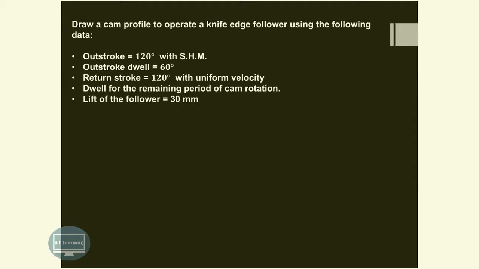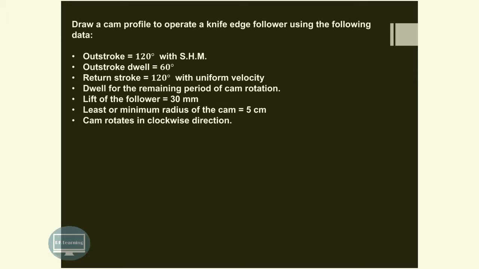Lift of the follower, or stroke of the follower, is 30 mm, and the least or minimum radius of the cam is 5 cm, and we are assuming that the cam rotates in clockwise direction. So for this specification, we have to draw the cam profile. Now first we'll see how to draw the displacement diagram in this particular case. Then we'll actually construct it, and then we'll see with the help of animation how to construct it so that you can easily understand the given procedure.